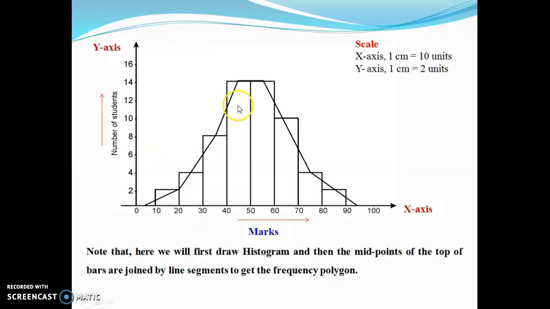In this graph, the x-axis shows marks and the y-axis shows the number of students. We take the scale again depending upon your graph paper. On the x-axis, 1 centimeter is equal to 10 units, and on the y-axis, 1 centimeter is equal to 2 units, that is 2, 4, 6, 8, the number of students. Okay, this is another simple example of a histogram with a frequency polygon.